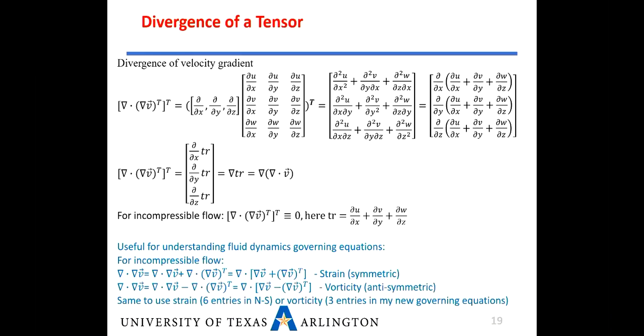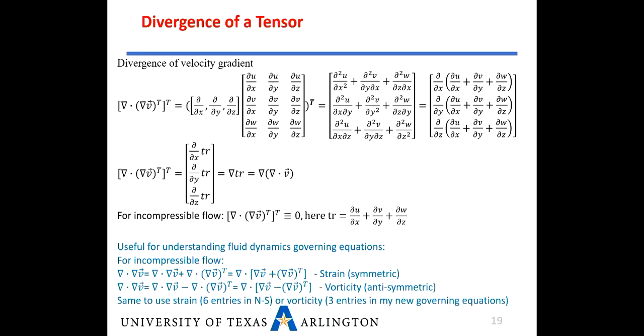What's the question? If you put an anti-symmetric tensor into the constitutive equation, what will happen? Same results, because this term is zero. For incompressible flow, it's zero. You can add or subtract it and get the same result, because this term is zero.